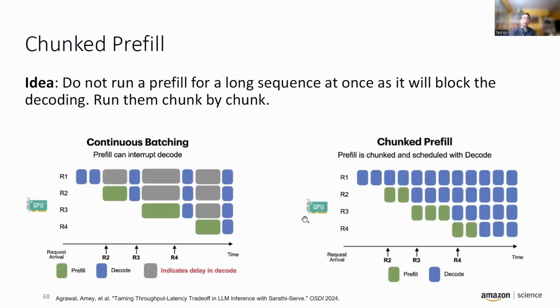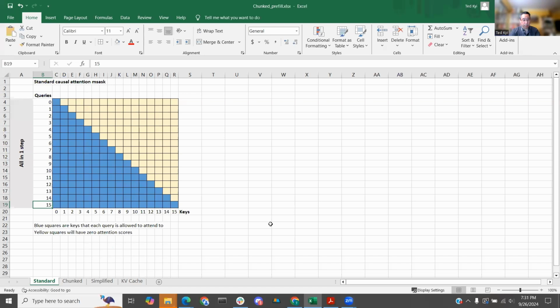Okay, so then one of the most important topics is chunked prefill. This particular slide shows you the end result, but I'm going to flip back to my diagram from earlier to break it down a little more step by step.